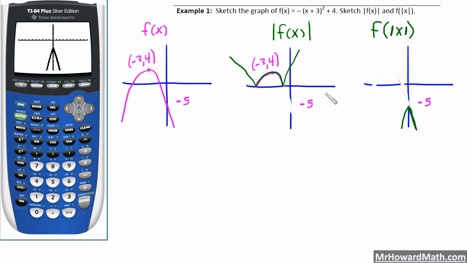Alright, so those are the basics of the absolute value reflections, and now you're going to get to practice this on many other examples. So that's it for this video, and I will see you in the next one.